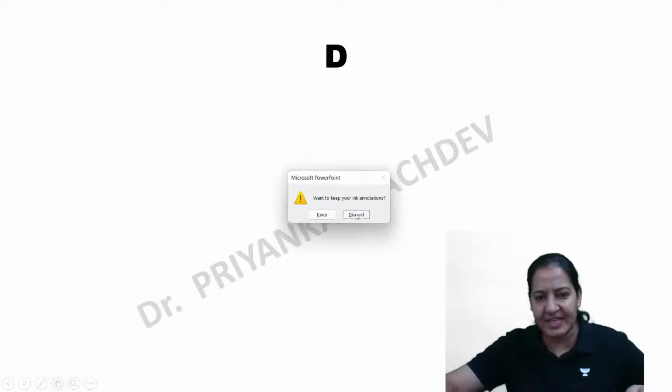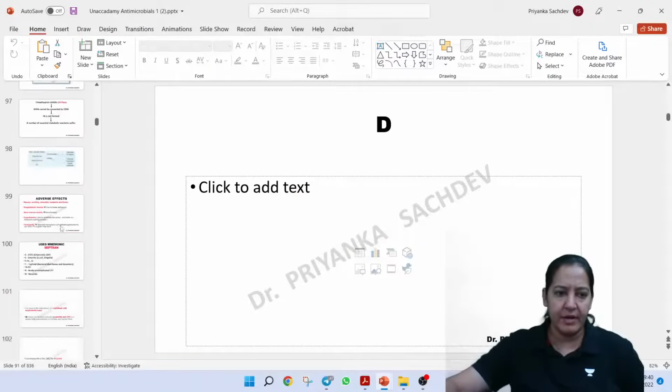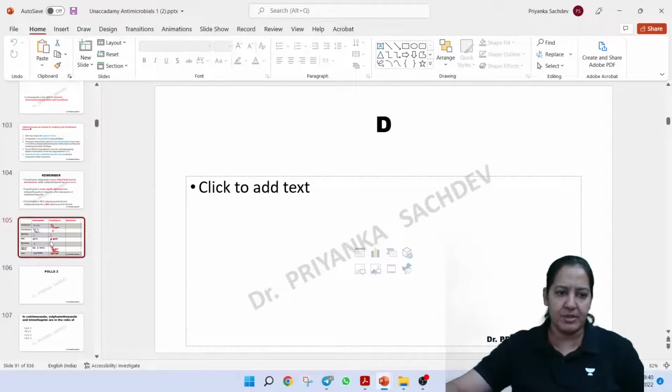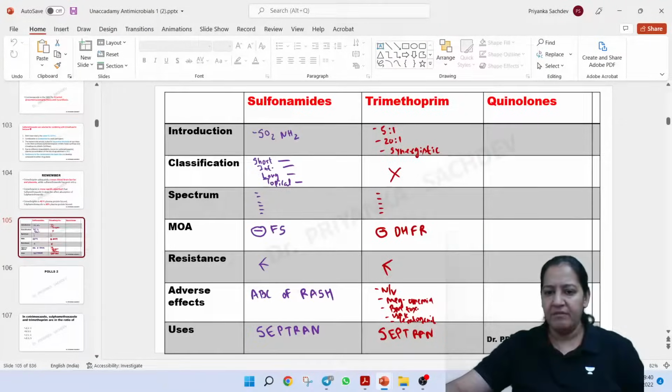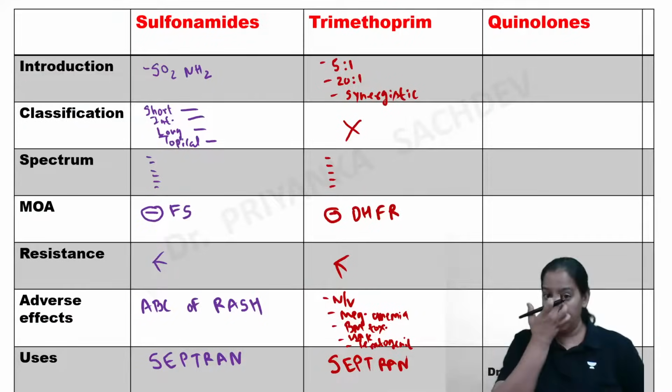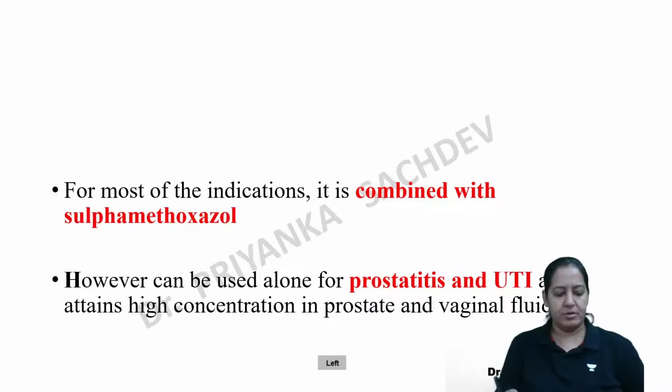Let me come to the questions of the second chapter. The questions of the first chapter are done. Now some questions on the second chapter, trimethoprim. We have already done the revision. Now these are the questions of the second chapter. Okay.